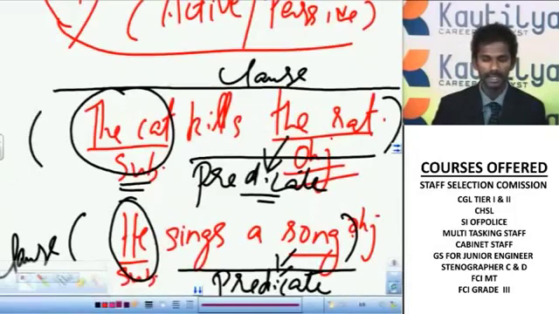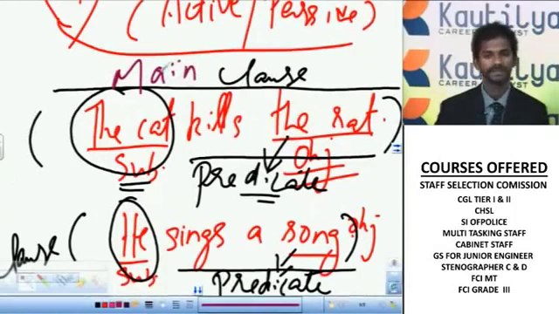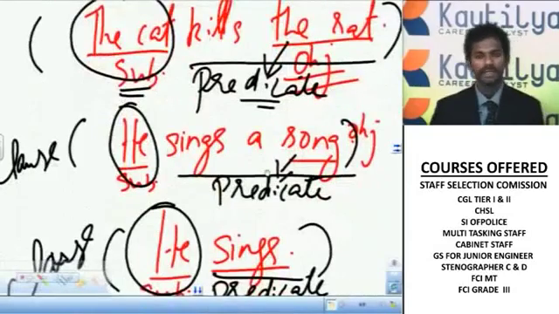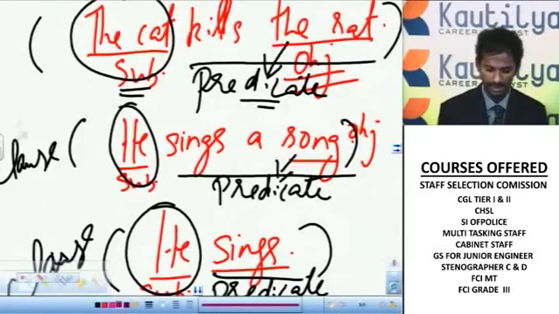The cat kills a rat, there is only one clause here. It makes a complete meaning, so it is the main clause here. Right? Similarly, he sings a song. Only one clause here, so it cannot be a subordinate clause. It should be the main clause here and makes a complete sense.